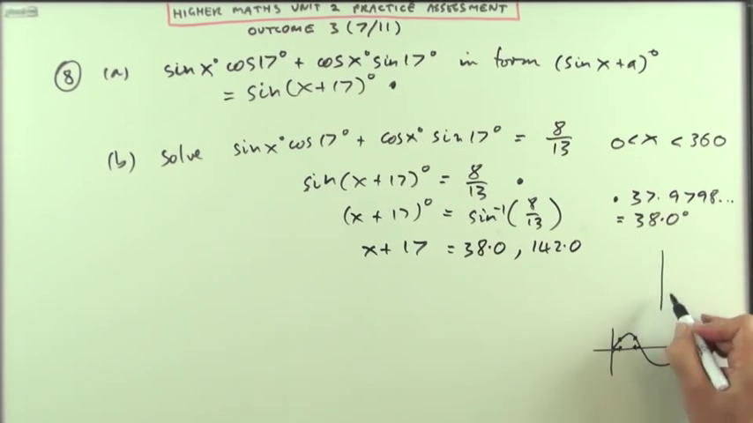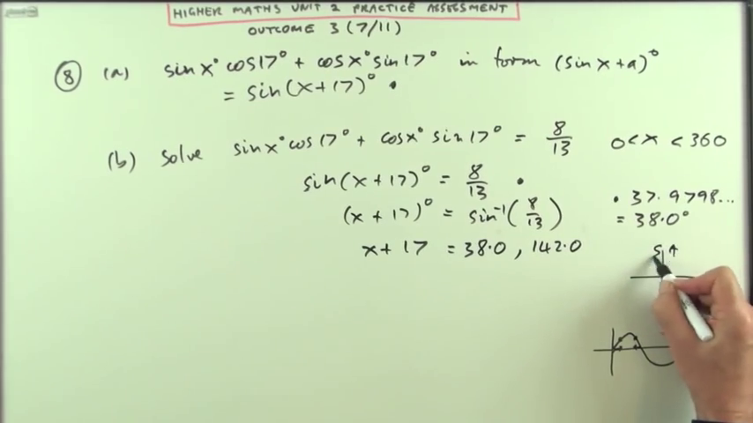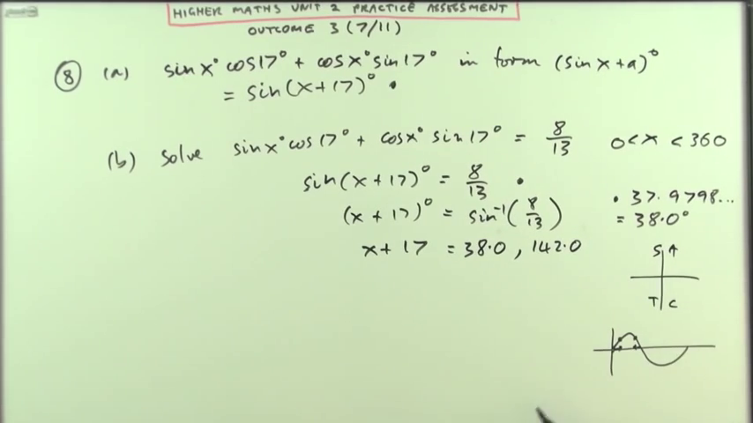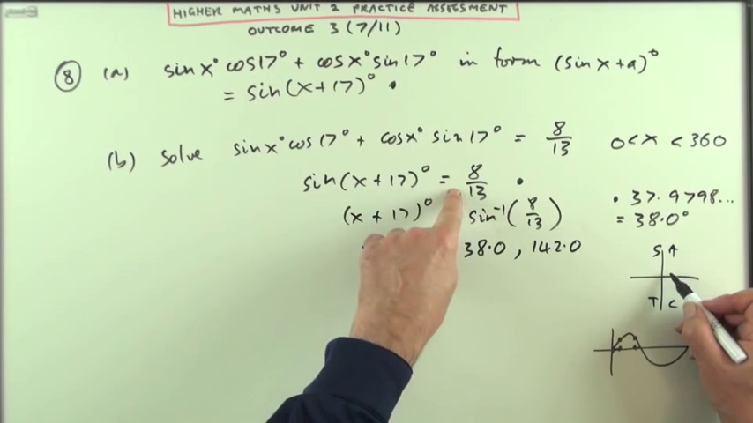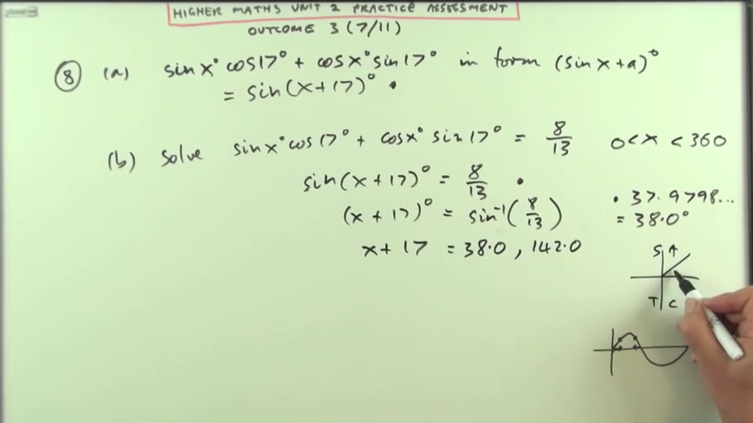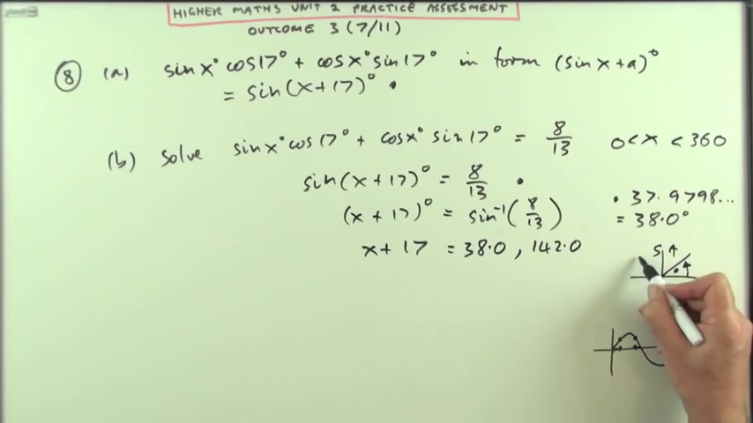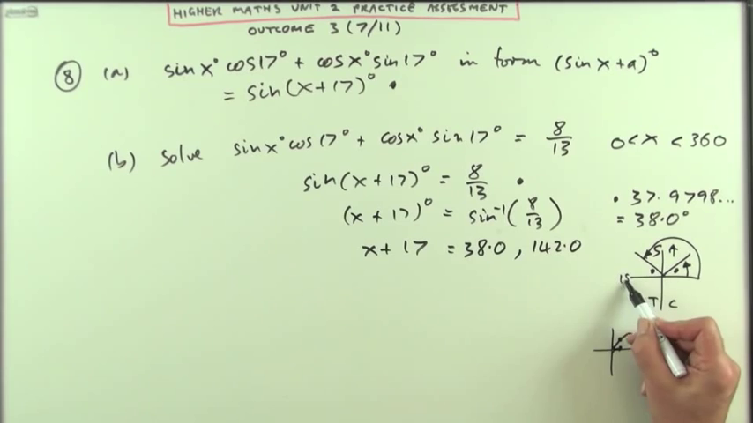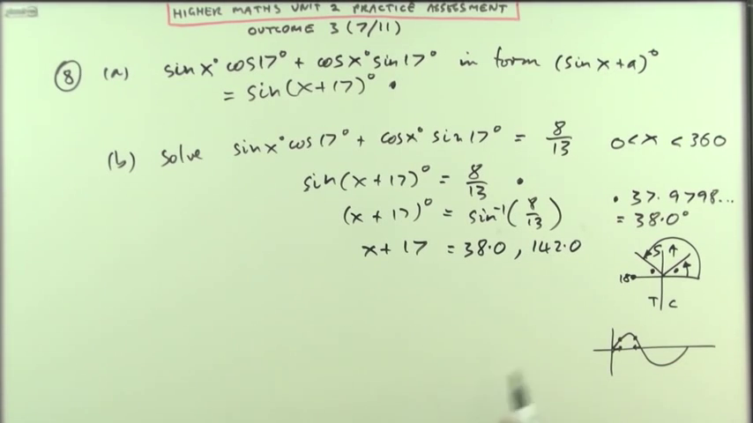Or you may have used your cast diagram. All, sine, tan, cos. The 38 degrees, since it's positive, will either be in the first or the second. So if it's 38 degrees there, I've got 38 degrees. Or if it's 38 degrees here, I've got all the way around to 38 short of 180. Because that's just an analogue for this graph itself.